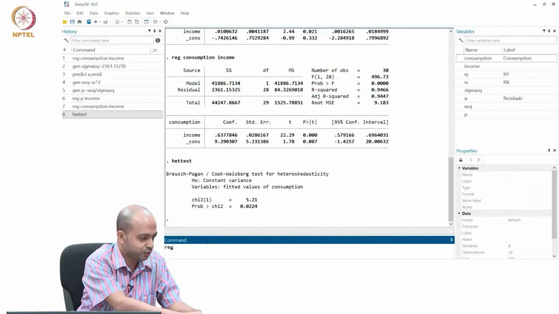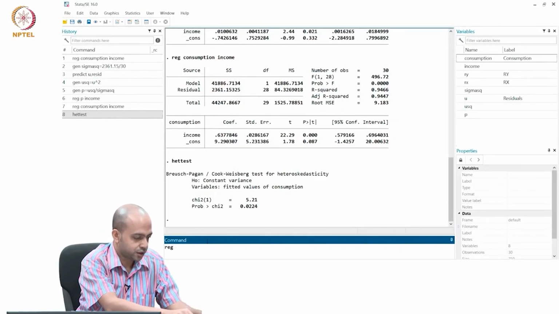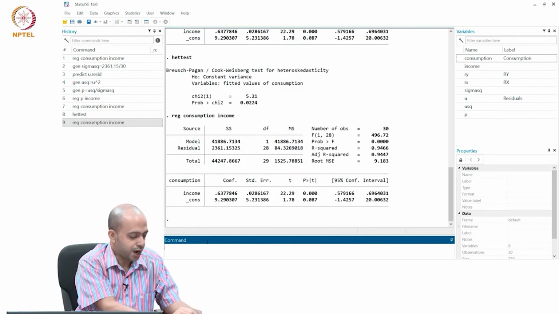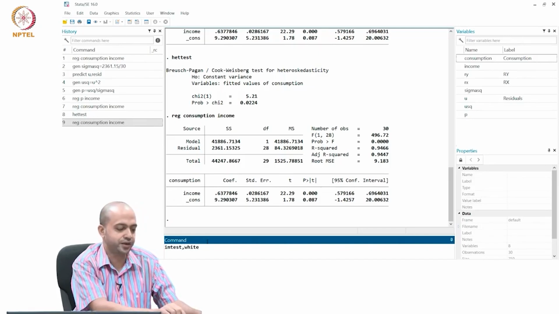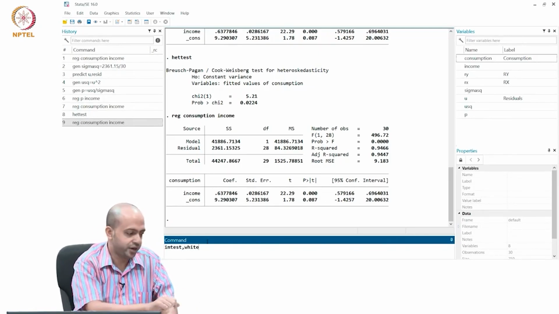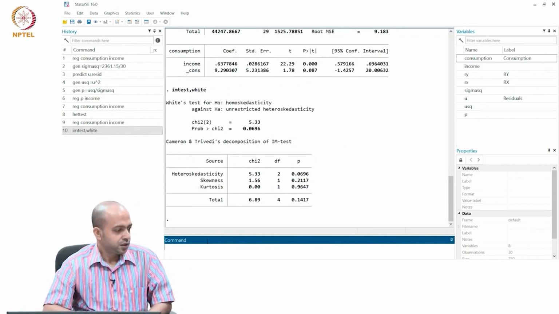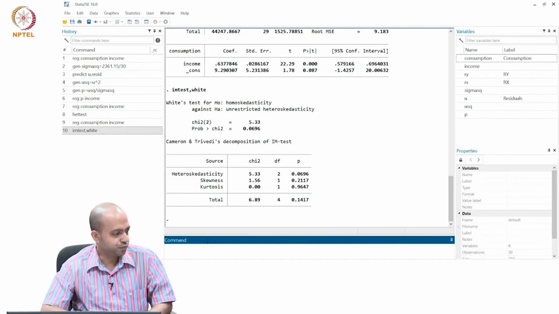So, in Stata, once again if you run the original model, reg consumption income, after that you have to do IM test White. That is the command for White's general heteroscedasticity test. And from there you can see that chi-square value is 5.33 and the p value is 0.0696, that means it is significant only at 10% level.